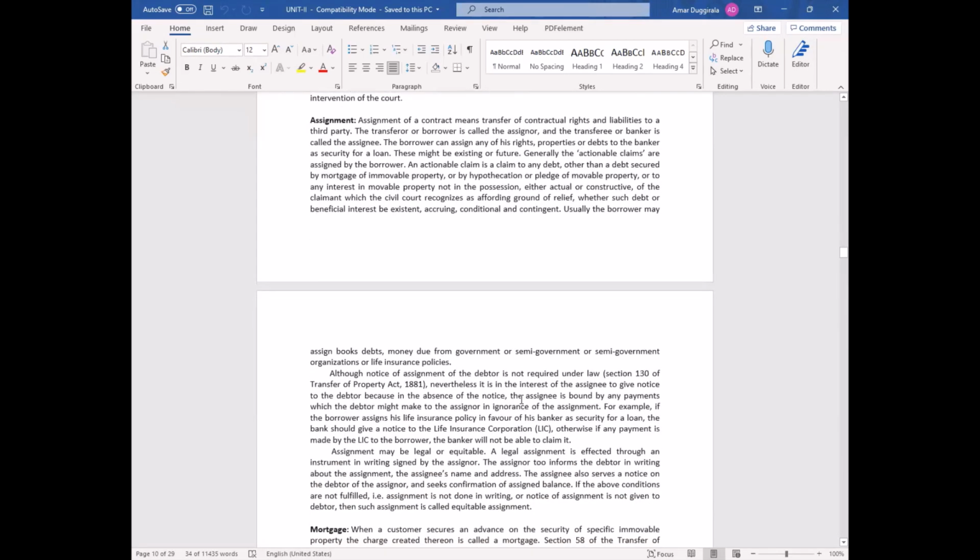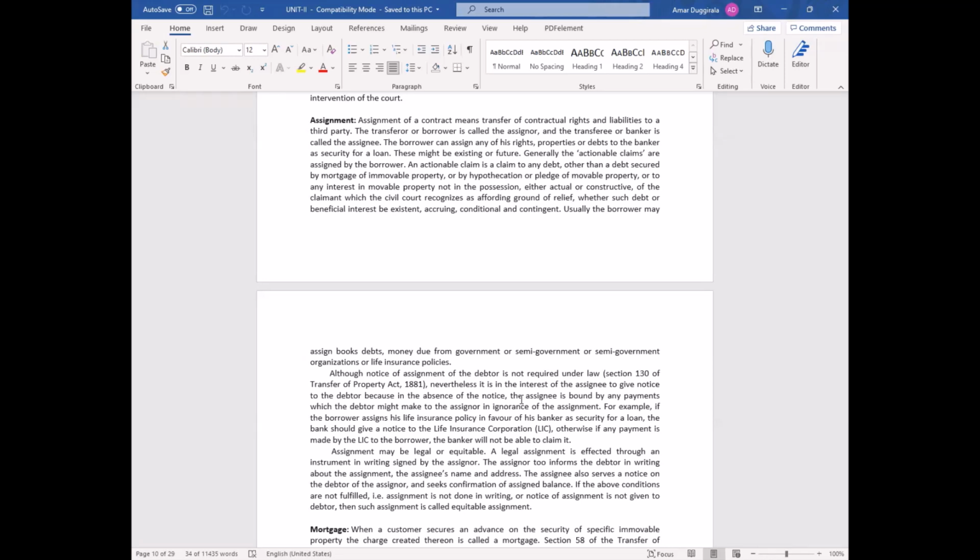Now comes assignment. Assignment is also a type of contract in which the contractual rights and liabilities are assigned to a third party. You have a property against which you have rights and liabilities. You will contractually transfer that as an assignment to the bank. So the person who is the borrower is called transferor, and the bank who is receiving the contractual rights and liabilities of the property is called assignee. The borrower can assign any of his rights, properties, or debts to the banker as security for loan. These might be for existing or future loans. So assignment has a broader concept.